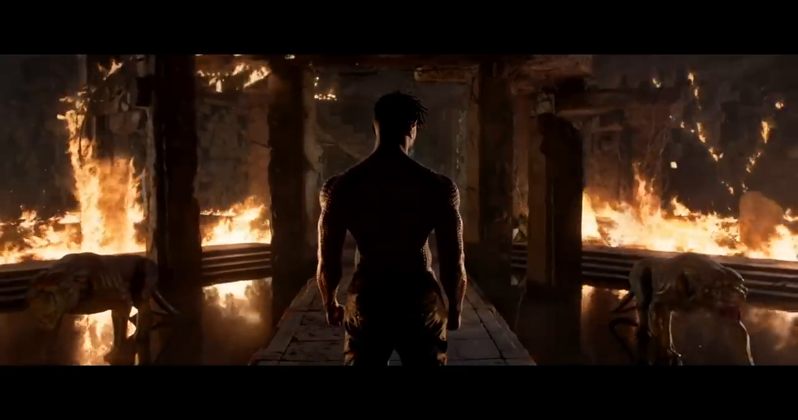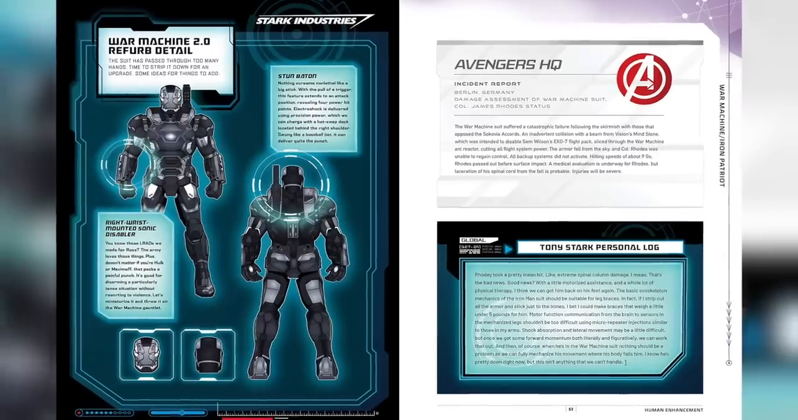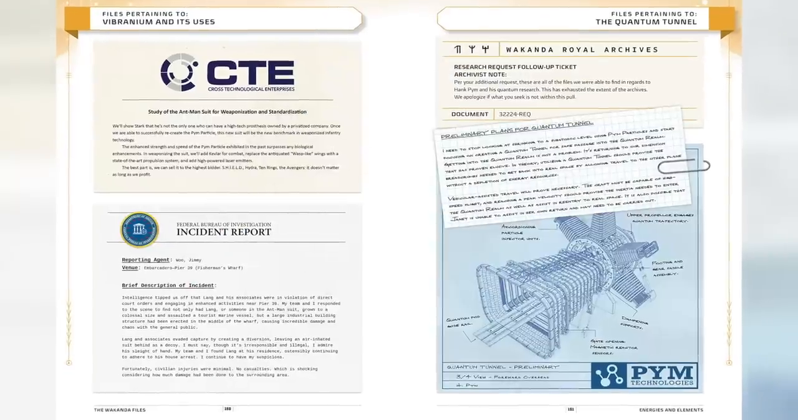She's trying to synthesize the heart-shaped herb that Killmonger burned in the first movie. And this was actually set up in the canon book, The Wakandan Files. Now, this is actually a really fun read. It's like a dossier of the Marvel Cinematic Universe gathered by Wakandan intelligence.